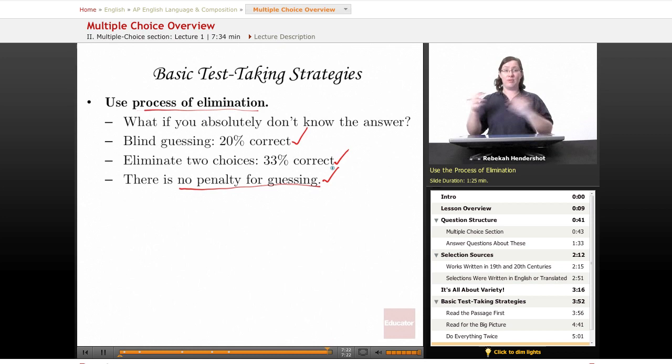So, we've covered some basic test-taking strategies for the multiple choice section, and in our next lesson we will get into some more specifics of how to read a passage.